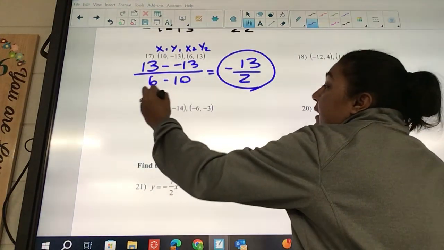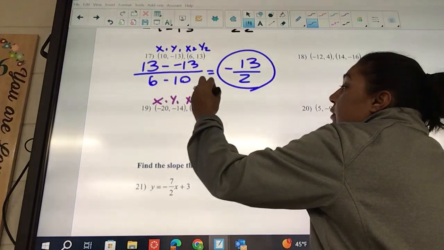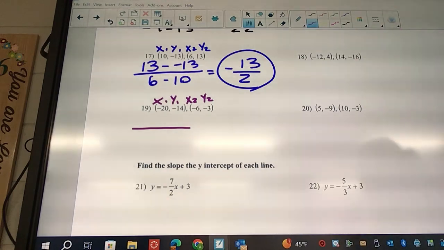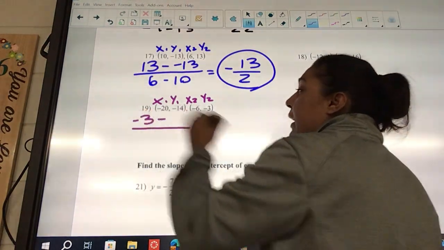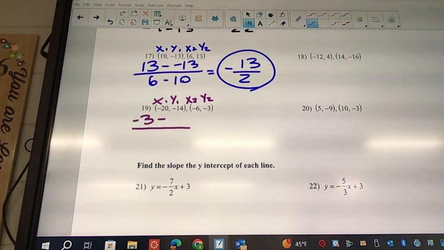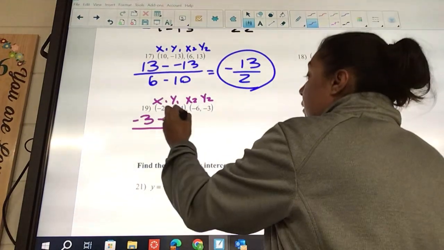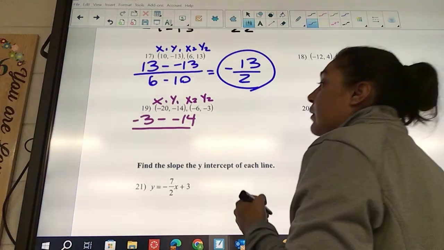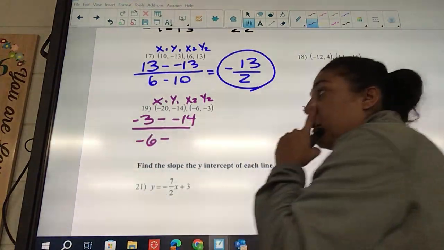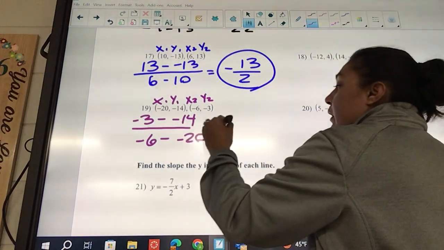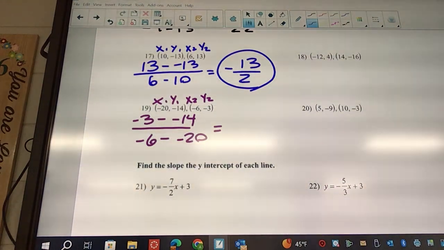Okay, 19, we got x1, y1, x2, y2. Bevan, what is my y2? Negative 3 minus... Sophia, what's my y1? Negative 14. Simon, what's my x2? Negative 6 minus... Takara, what's my x1? Negative 20. Alright. Okay, type that in, see what you get. There's a lot of negatives, so before you even start typing, make sure your paper matches up with what mine says.